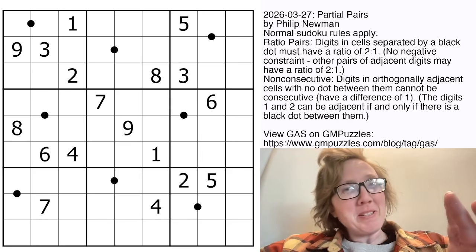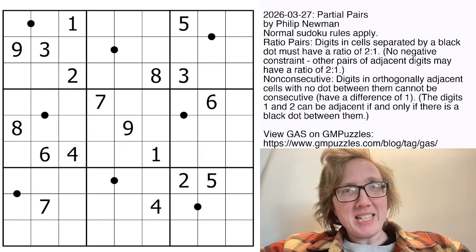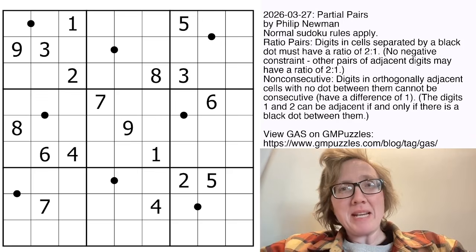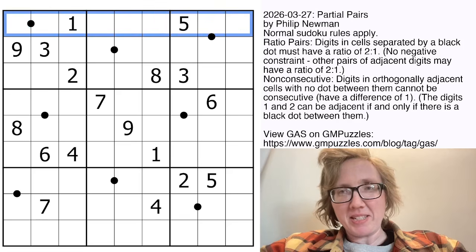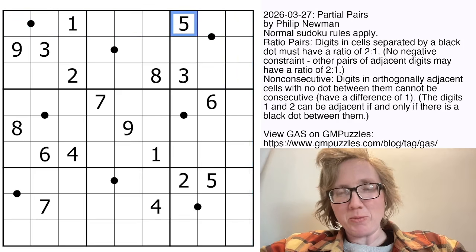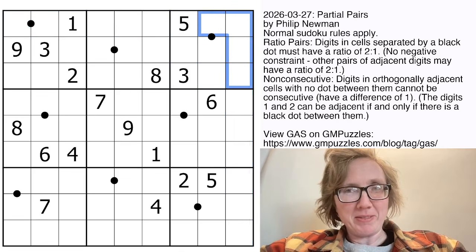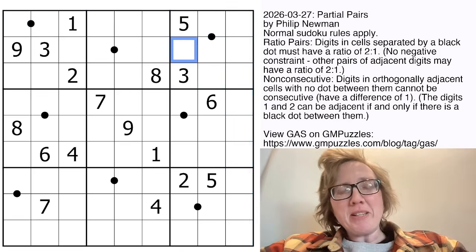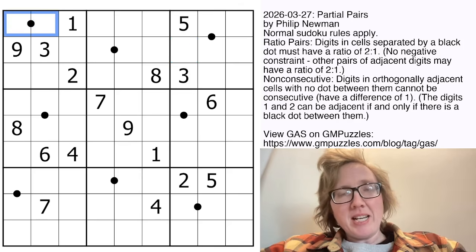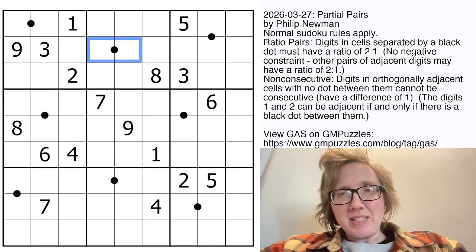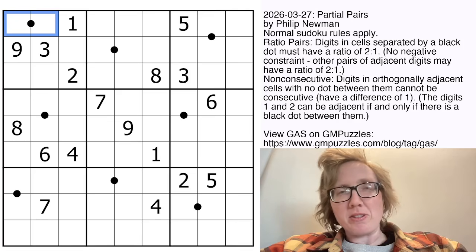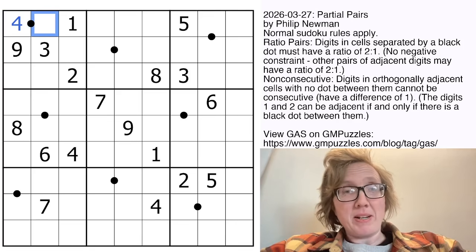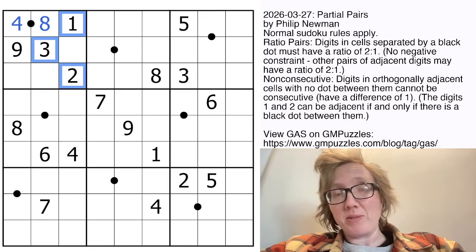But anyways, this puzzle is called Partial Pairs, and it is a ratio pairs and non-consecutive Sudoku. So we have normal Sudoku rules, meaning we're placing the digits 1 through 9, once each in each row, each column, and each outline 3 by 3 region. And on top of that, we have some black dots in the grid. Black dots tell you that the two surrounding digits are in a 1 to 2 ratio. In other words, one of them is twice as large as the other, such as 4 and 8, which is what this pair has to be, since we've already used up 1, 2, and 3, and we can't go any bigger.